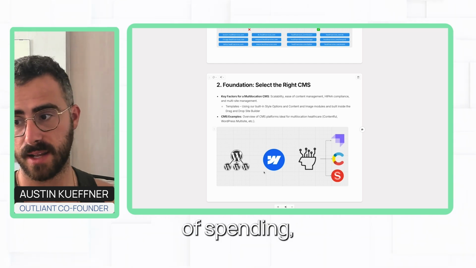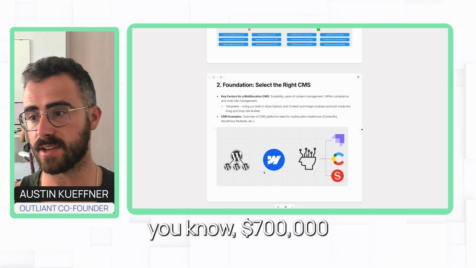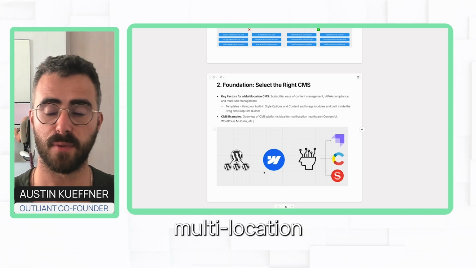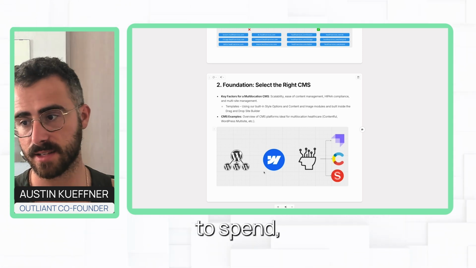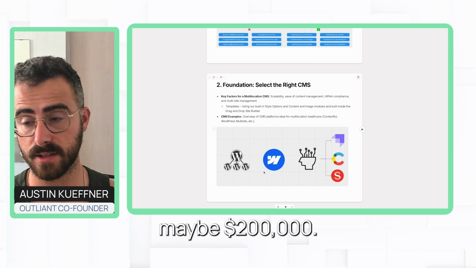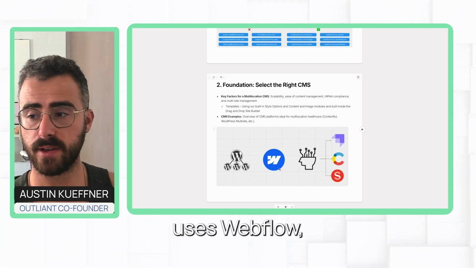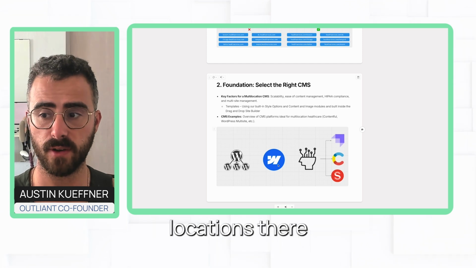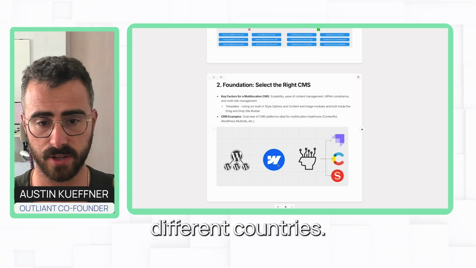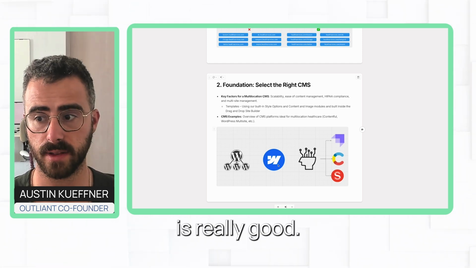So instead of spending $700,000 to deliver a multi-location website, you can expect to spend maybe $200,000. And the platform scales really well. Orange Theory uses Webflow and they have 1,200 locations. They're in 13 different countries. The platform is really good.